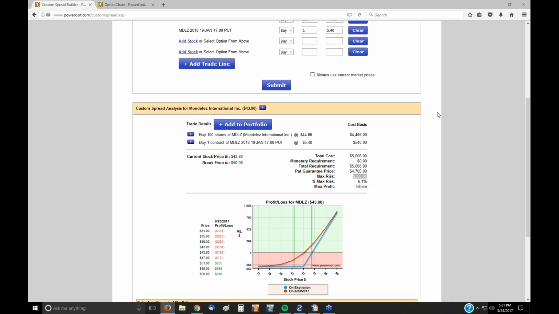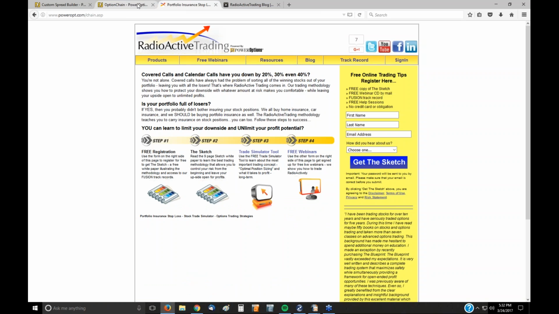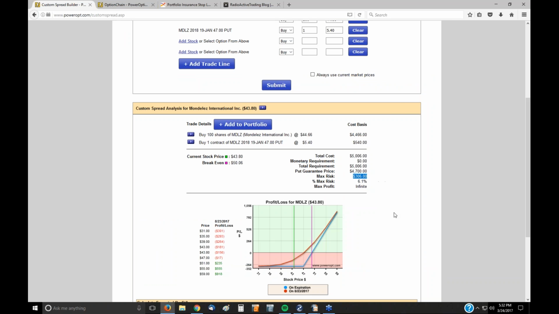Well, I just recently wrote a blog on that. So if you go to blog.radioactivetrading.com, why buy a married put? You start off underwater, and we talk about how in this position I'm in, yes, I did pay 540 for the put. I'm only risking 306 on the position, but I don't need the stock to go up 316 to realize a profit.